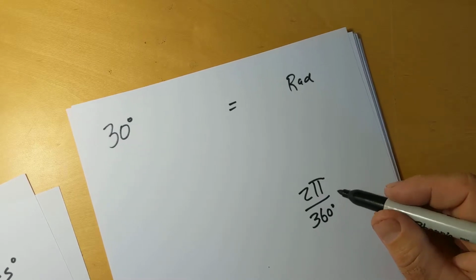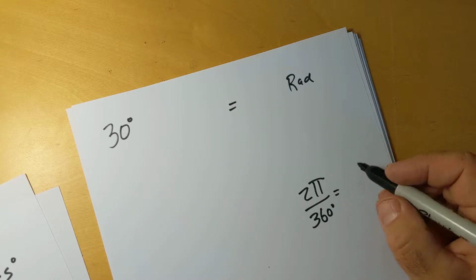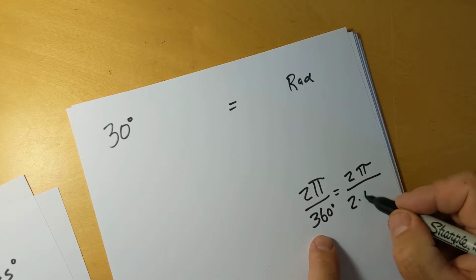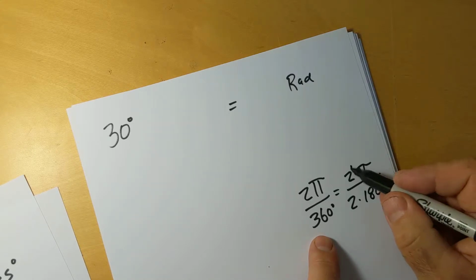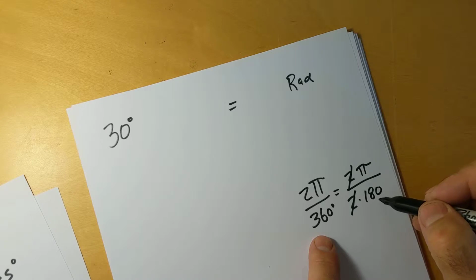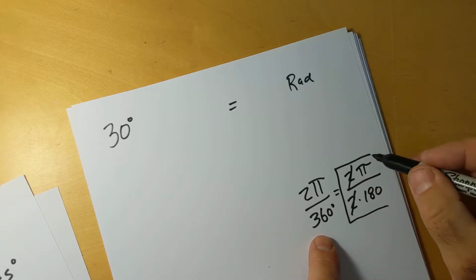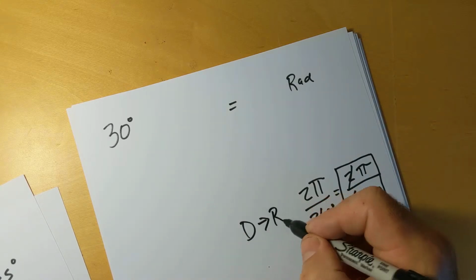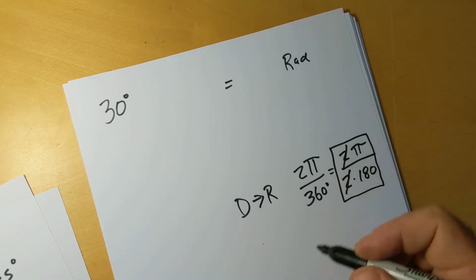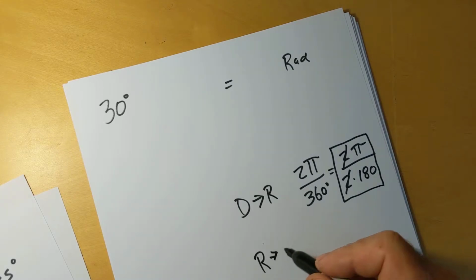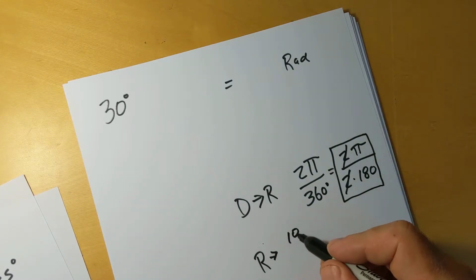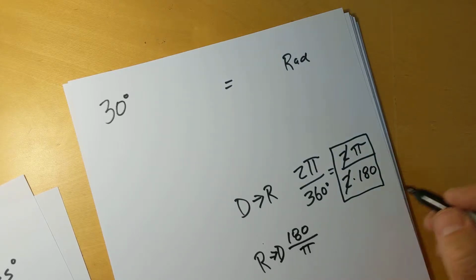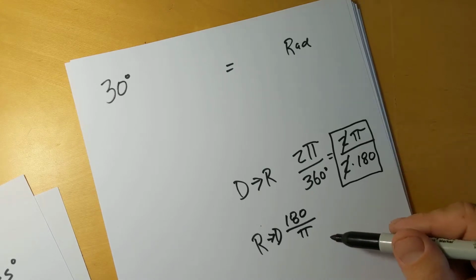Or I could reduce this, because this is equal to 2 times pi divided by 360 is 2 times 180. So the 2's cancel and give me pi over 180. So this is my conversion unit to go from degrees to radians. So to go from degrees to radians, I use pi over 180. And to go from radians to degrees, I use the reciprocal, 180 over pi. Okay, so that's my conversion unit.